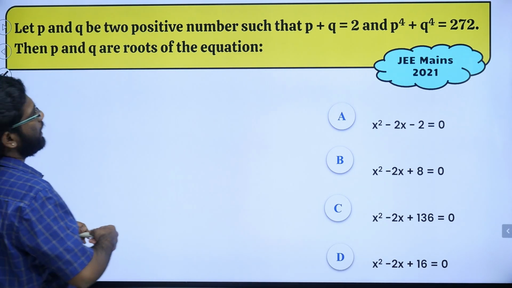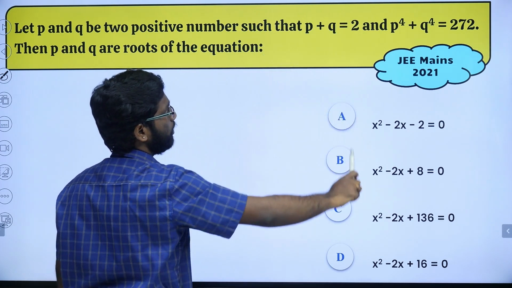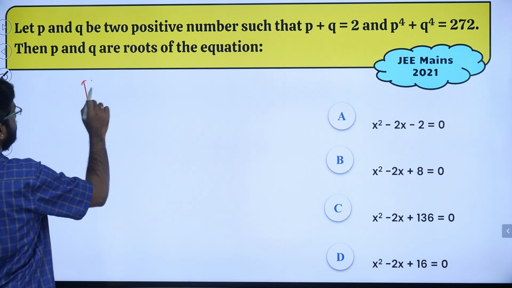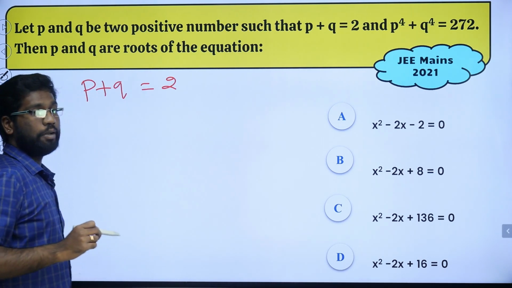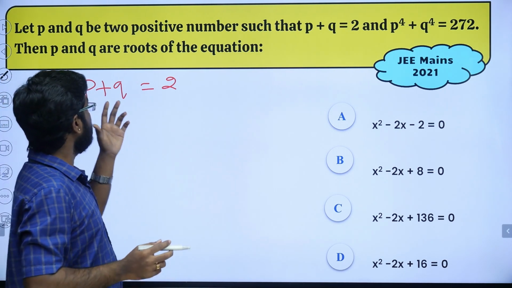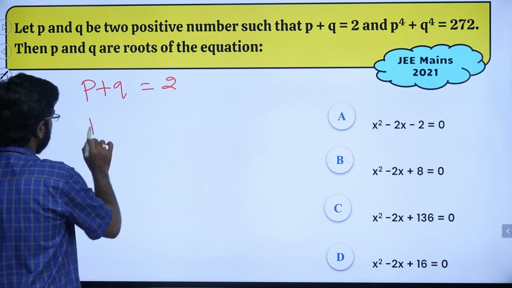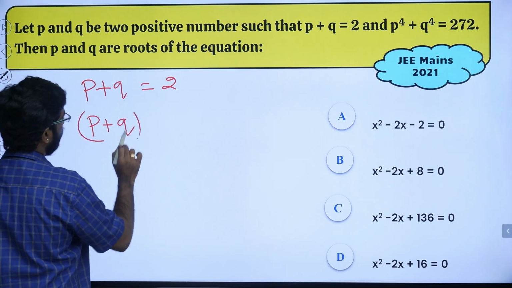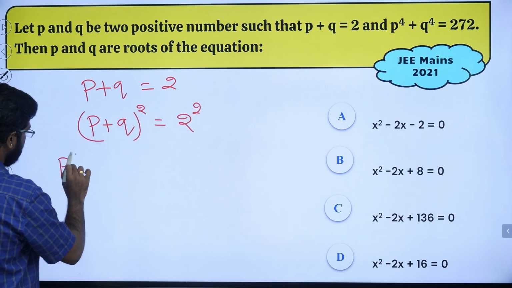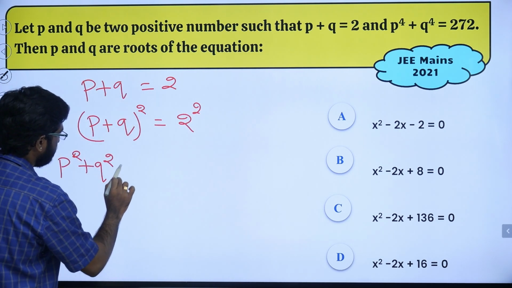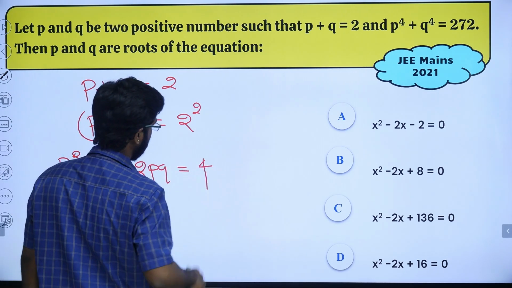So how can we find it, my dear students? They have given P power 4 plus Q power 4 is equal to 272. Let's find it. P plus Q is equal to 2. Now what I am going to do is squaring on both sides. So (P plus Q) the whole square is equal to 2 square. So what I'll get is P square plus Q square plus 2PQ is equal to 4.